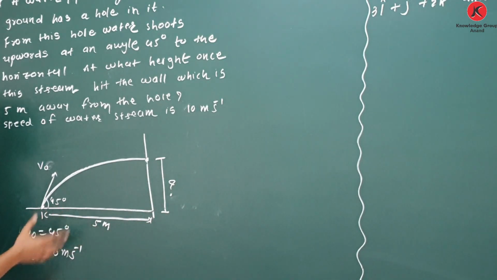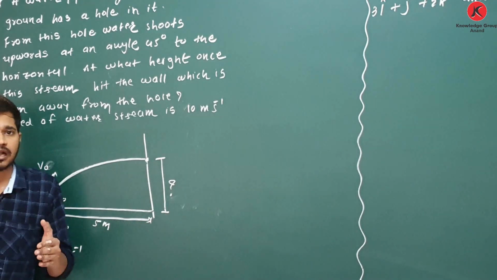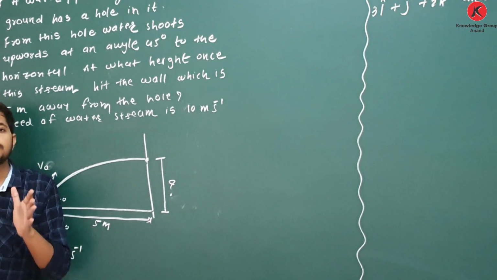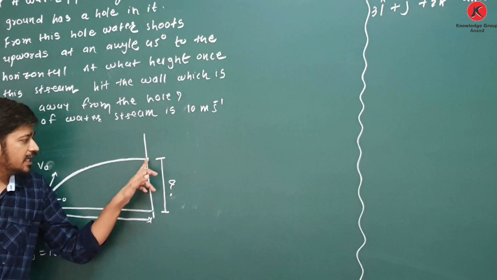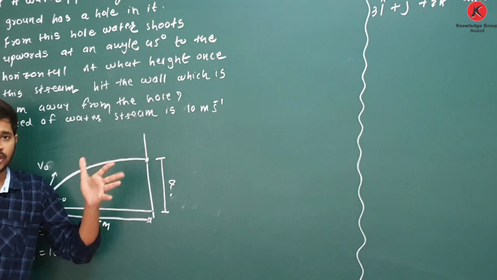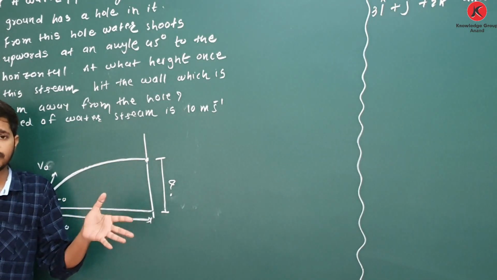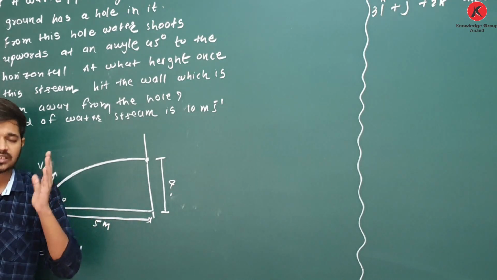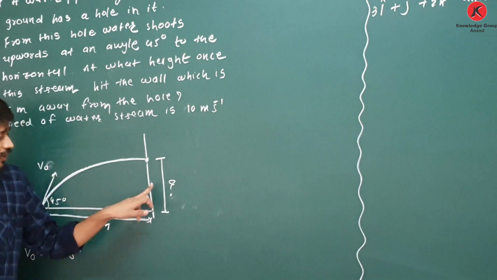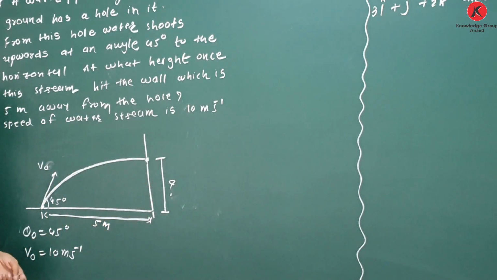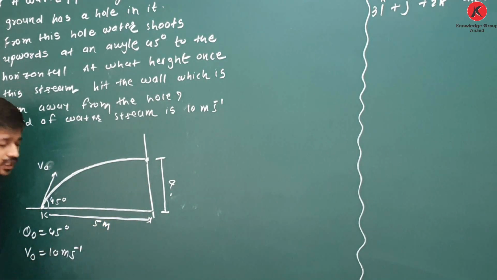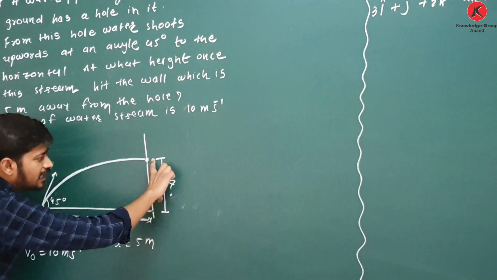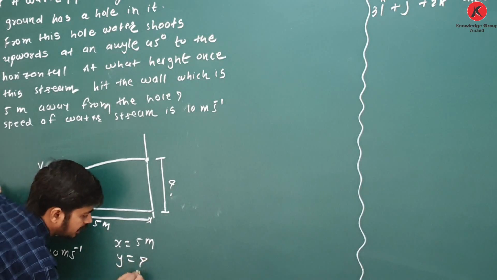So we know that horizontal distance means the x component of the position vector, and vertical distance means the y component of the position vector. See, this point is not the maximum height. Otherwise we would have used the equation of maximum height, h is equal to v0 square sin square theta 0 upon 2g. But it is not maximum height. Then how to find it? The horizontal distance is called x. x is equal to 5 meters. The vertical distance means you have to find y.